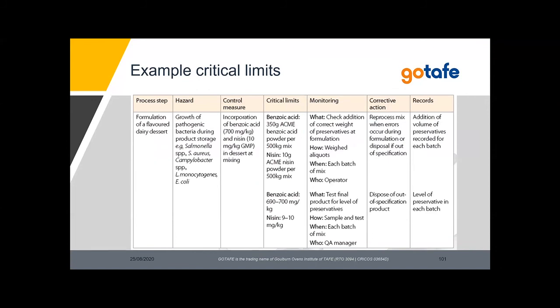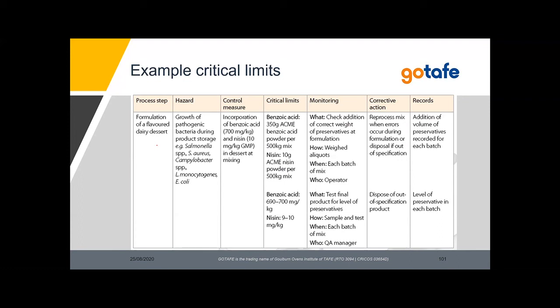So another one, and this is related to the previous two examples of the HACCP. The process step is again coming back to the formulation of the flavored dairy dessert. Again, we need to control the microorganisms in there. What are the control measures? So we add benzoic acid, which is 700 milligrams per kilogram, and sorbic acid, which is 10 milligrams per kilogram, in that dessert mix. Those preservatives are going to slow or control the growth of the microorganisms in your product.